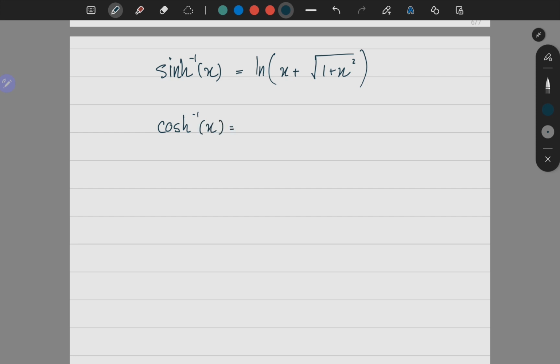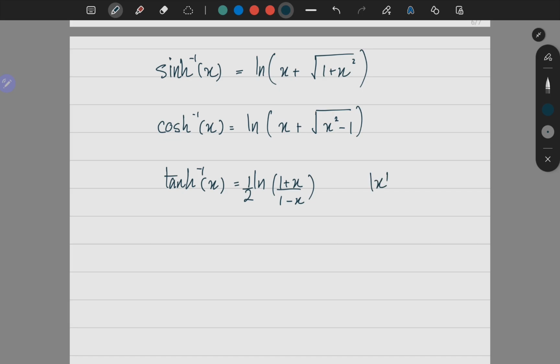By the way, these are in the data booklet, so you don't really need to know them, but it's good if you do. So cosh inverse is going to be natural log of x plus root x squared minus 1. And the other one, tan inverse of x, is actually 1 over 2 natural log of (1 plus x) over (1 minus x). Very nice. And this one also has a condition: the modulus of x has to always be less than 1.